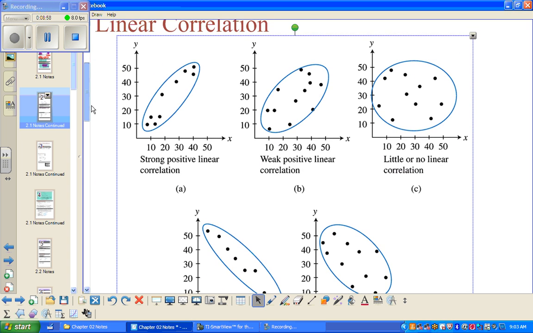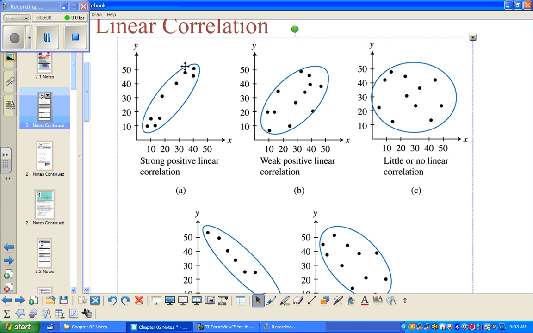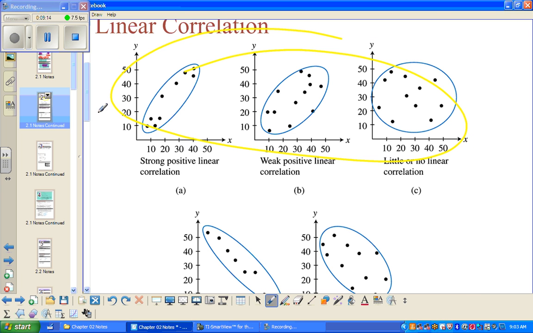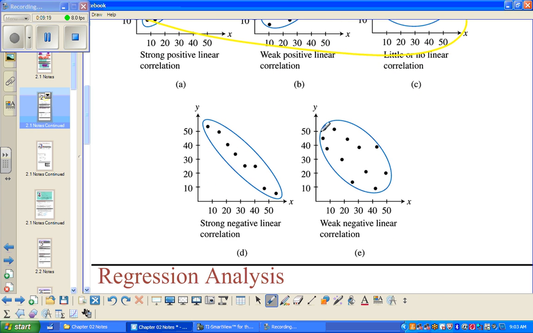Here's a nice diagram to show you examples of that. Here'd be a strong linear correlation. It kind of follows a line. This is a little bit weaker, and then this is hardly any or no linear correlation. All three of these are positive. I'm talking about the top ones. All three of these have a positive correlation of different levels. And then these are negative correlations, where this one's stronger and this one's a little bit weaker correlation.